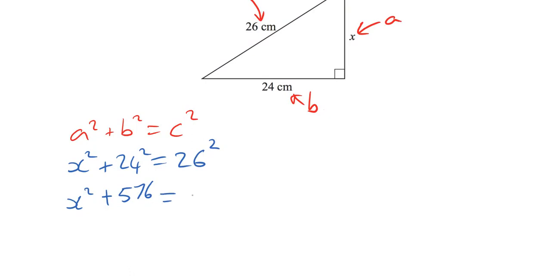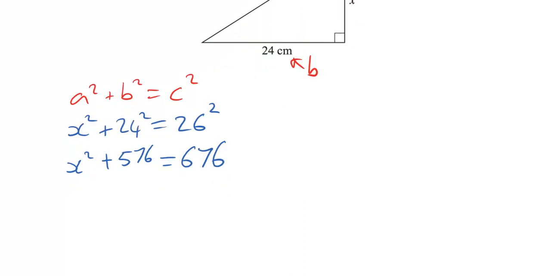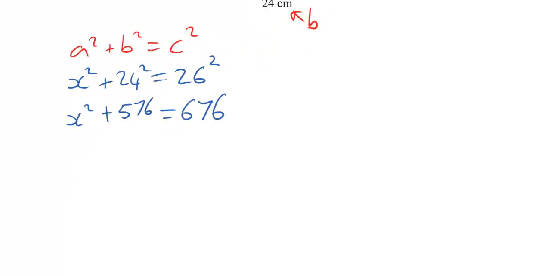26 squared is 676. So from this point, we treat this like an equation. We're trying to undo it to find out what the x is. So we are going to take 576 from both sides. Now, if we do that, we are going to be left with x squared is equal to 100.